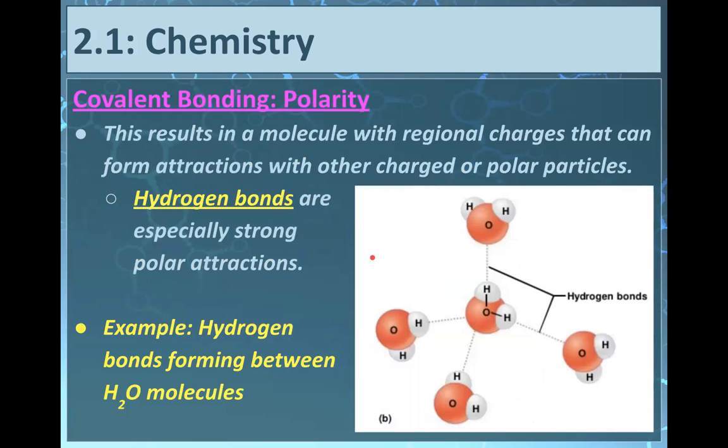Hydrogen bonds are especially strong polar attractions. So this is whenever you have hydrogen bonding with either oxygen, fluorine, or nitrogen. And in this case, what we're going to talk about most often is how water molecules form hydrogen bonds.